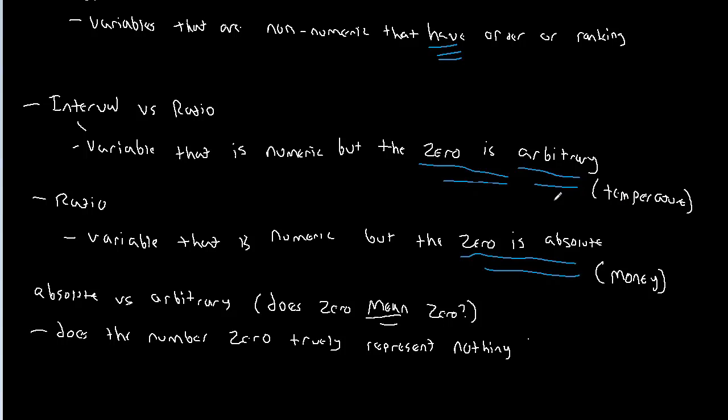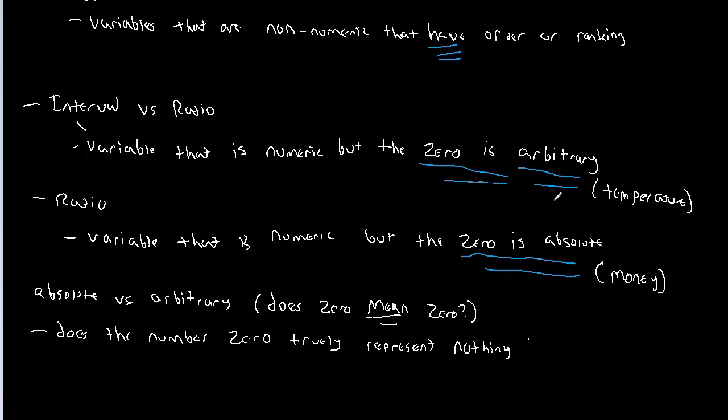Another example, think about elevation measured above mean sea level, where mean sea level is the average sea level measured based on the ellipsoid and the geoid and the vertical datum. What does zero elevation mean? Well, it means that you're at sea level. Can you go below that? Absolutely. So zero does not mean nothing.